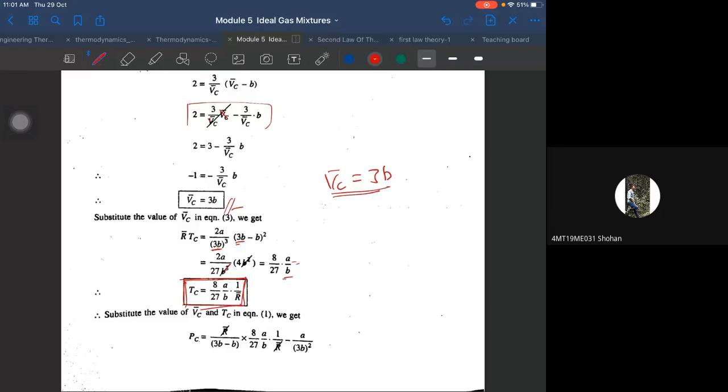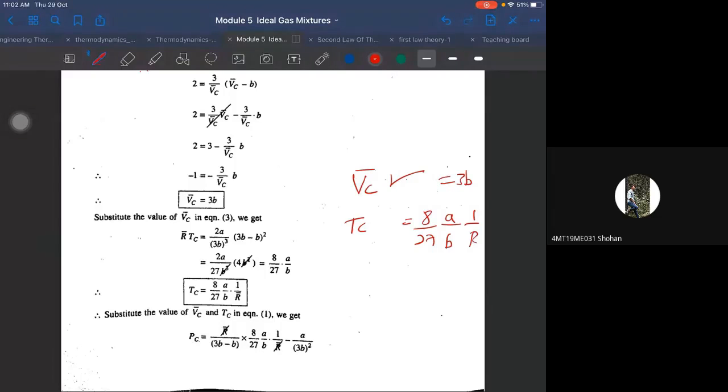So by this, you have calculated V bar C and even the TC. Now, what all have you calculated? Let me just list it out. You have calculated V bar C, which is 3B, and the value of TC, which is 8 by 27 A by B into 1 by R. All this expression you have to remember. Anyway, I will teach you how to remember this.